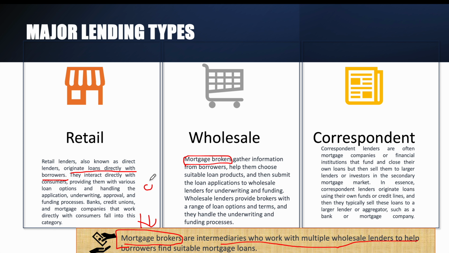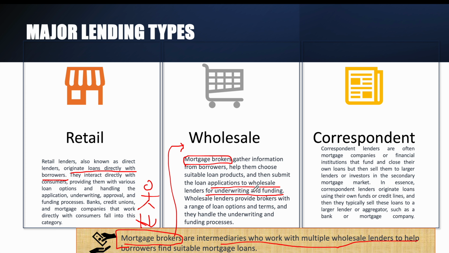So if this is the borrower, it would interact with the mortgage broker, and the mortgage broker gets the details from the wholesale lender. To go to the definition, mortgage brokers gather information from borrowers, help them choose suitable loan products, and then submit the loan application to the wholesale lenders for underwriting and funding. So the broker is just an intermediary.